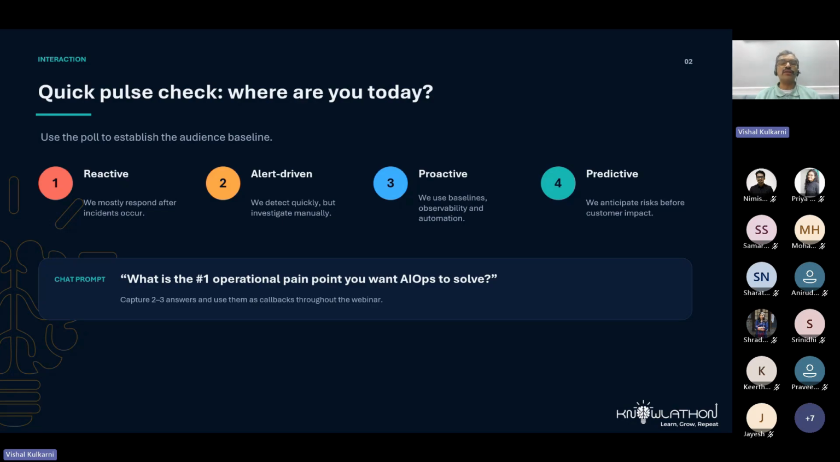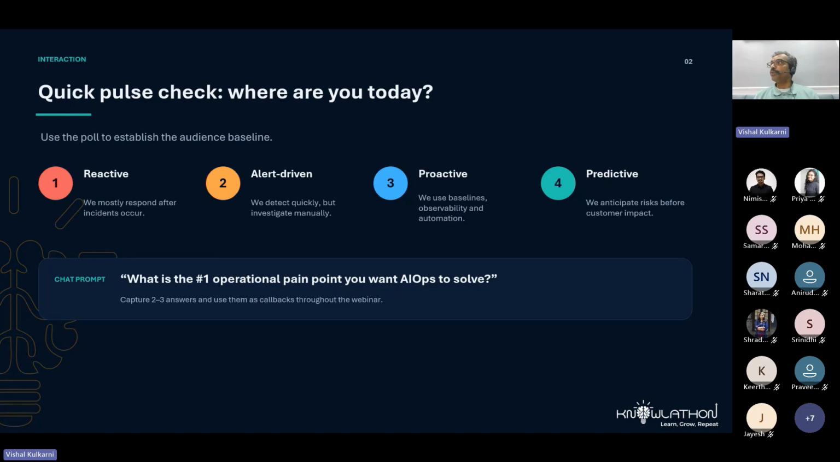Maybe you can categorize the nature of your current operations. Reactive means we mostly respond after the incident occurs, which is the typical traditional reflection. Alert-driven means we detect quickly, but investigation is still manual. Subsequently, proactive, which should be the case with the majority of organizations, is where we use the baseline.